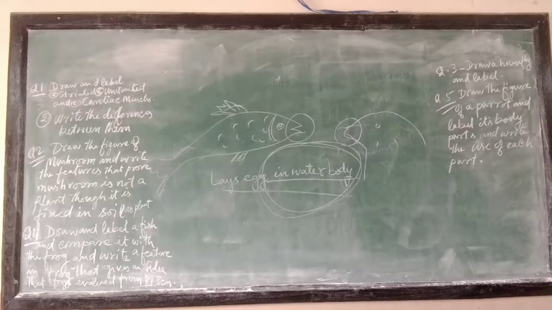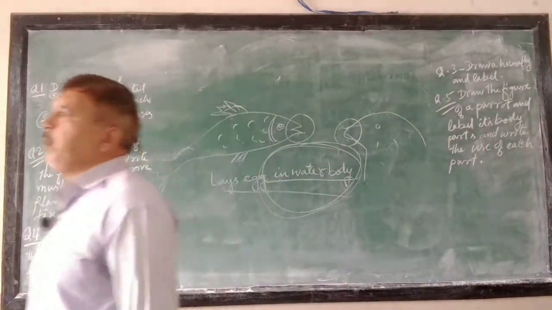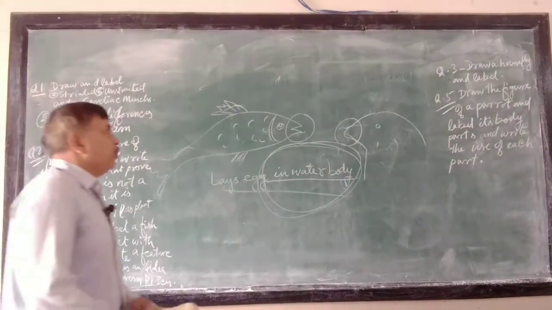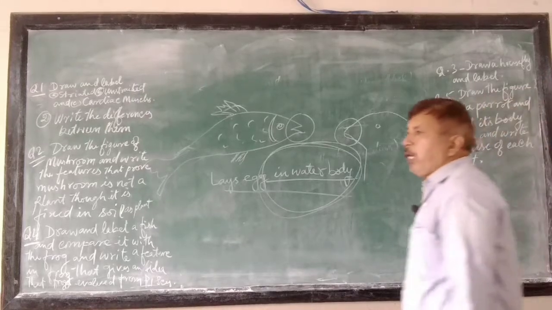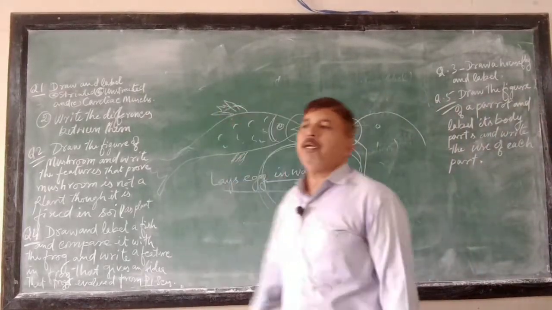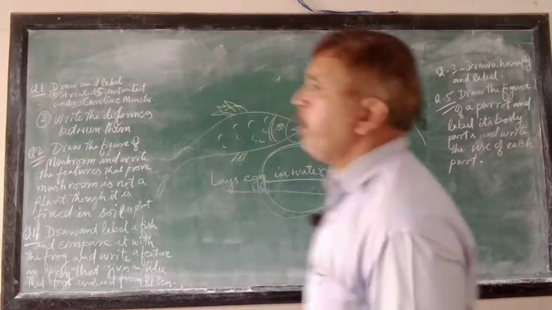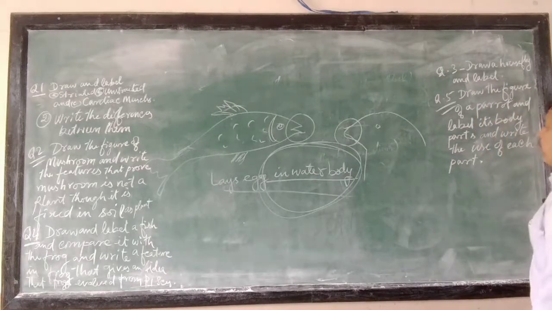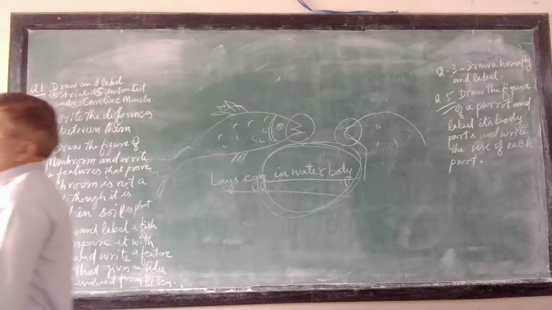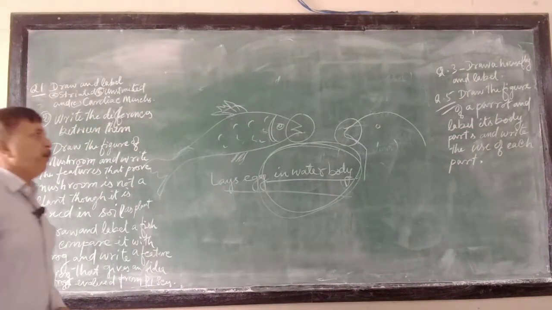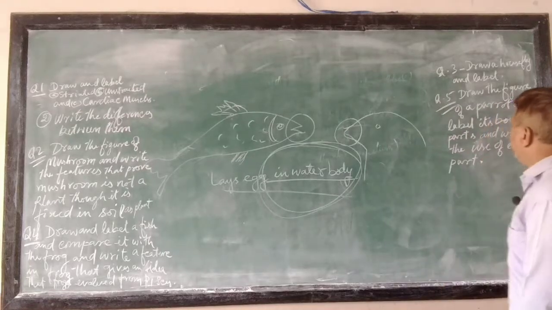Draw a housefly and label. Very straight question given in your book. Here you must remember that as this housefly belongs to the phylum Arthropoda, you must remember to label head, thorax and abdomen region of the housefly, right? And in this Arthropoda, it belongs to the class Insecta. So, straightaway this figure is given in your book, just copy from there and learn it by heart.